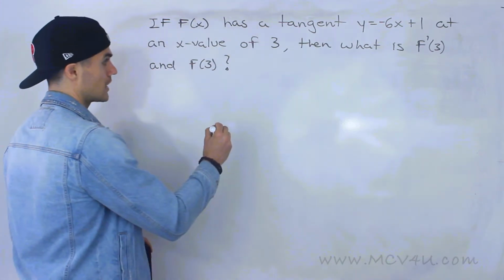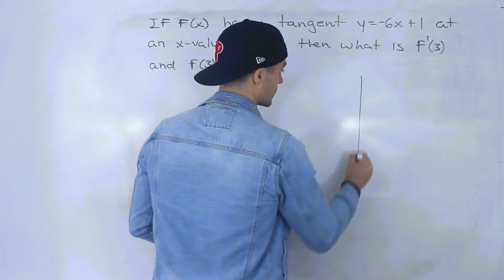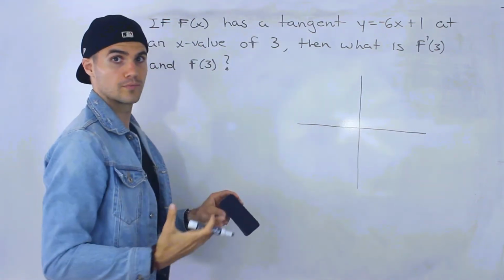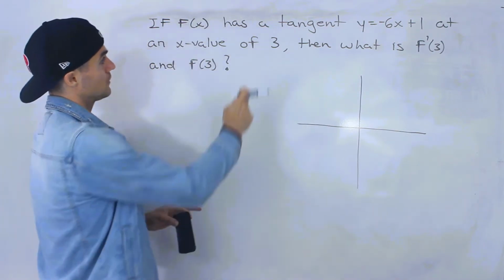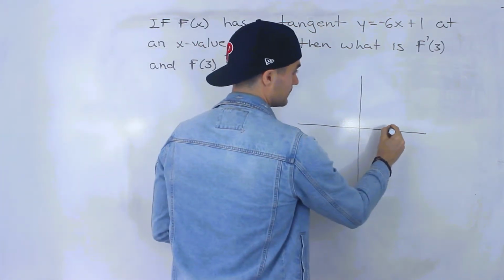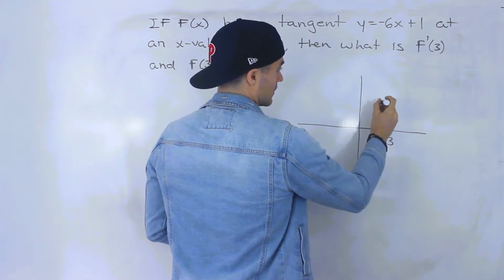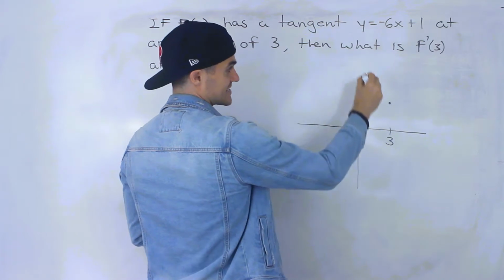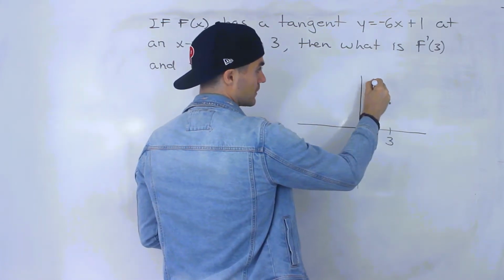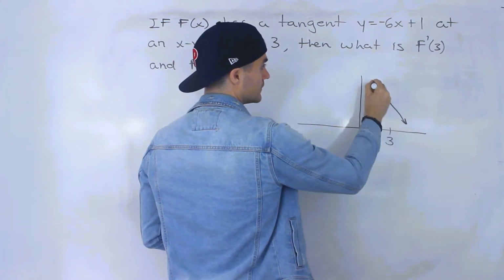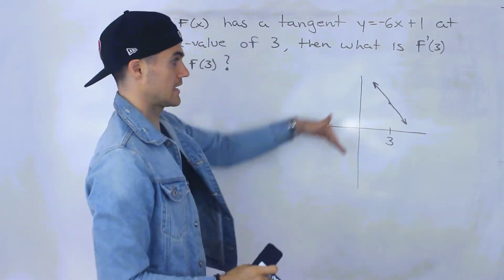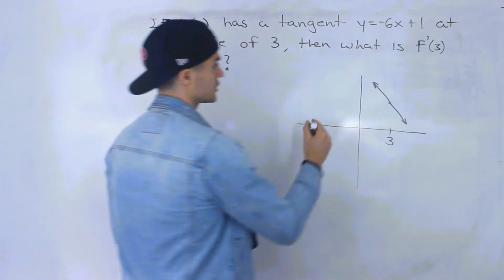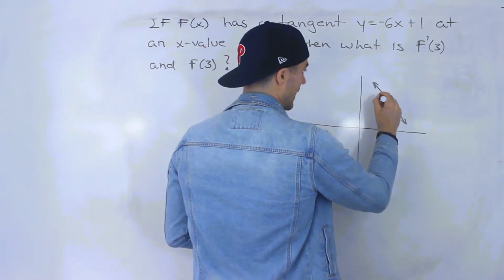So let me show you on a diagram what's going on here. We've got some kind of function f of x. We don't know what it is, but what we do know is that at an x value of 3, the function is going to have a tangent negative 6x plus 1. Now negative 6x plus 1, that's a line that is sloping downwards.